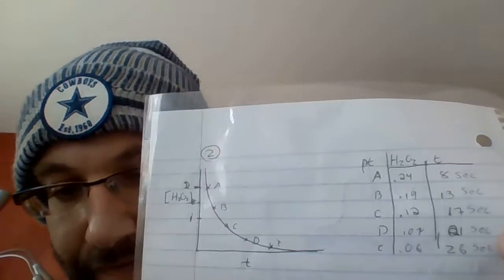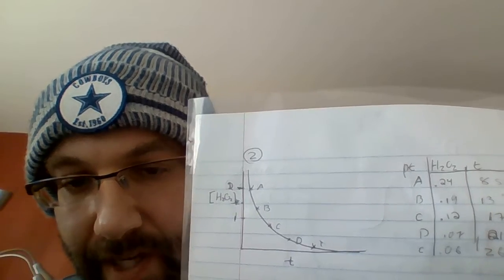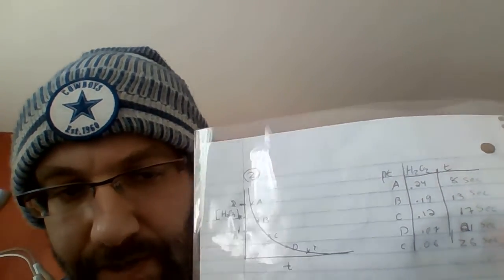On to the back. So we're given a graph with various points, A, B, C, D, and E, and then they correspond to an H2O2 concentration and some value of time. So if we just look, we have this logarithmic graph versus the concentration of H2O2. So we're not really sure what we've got here, our exponential graph.